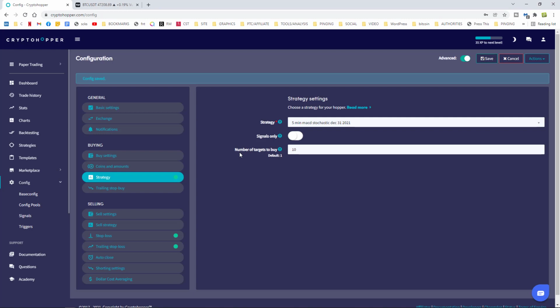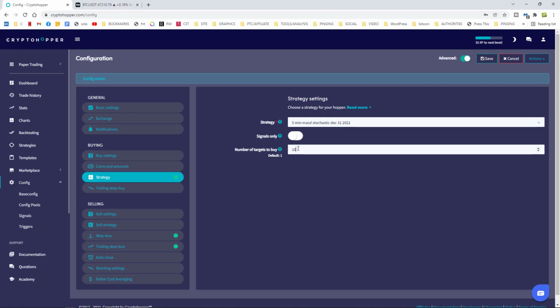Number of targets to buy. Now, keep in mind, we're allowing the bot to open 5 different positions, 5 different coins only. And if the bot finds 10 coins that are setting up buy signals all at the same time, which it can do, it will fill up those 5 positions all in one go. Boom. If it finds 5 or more.